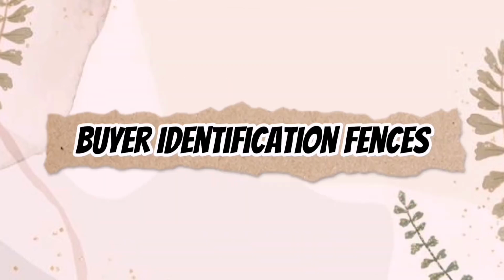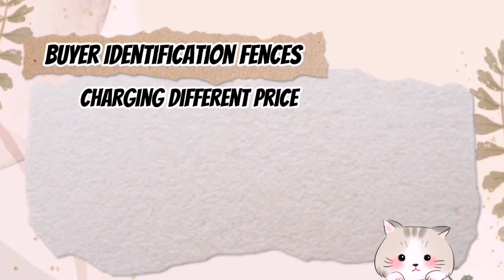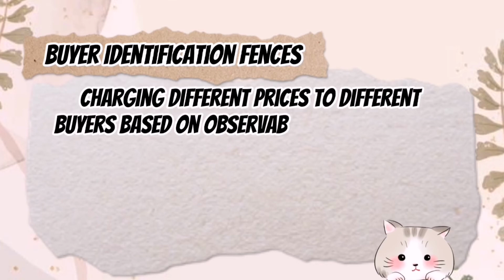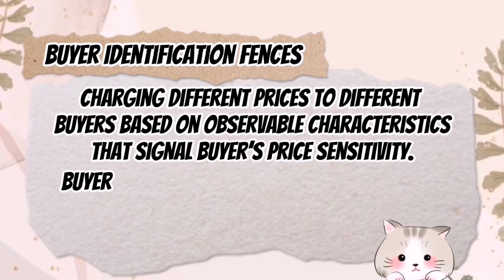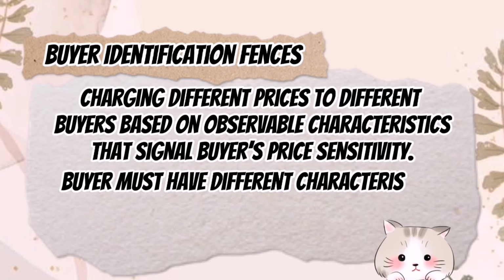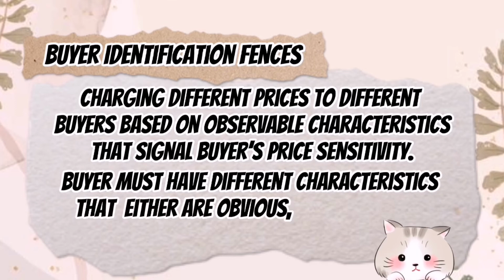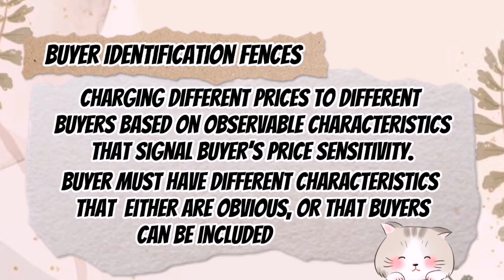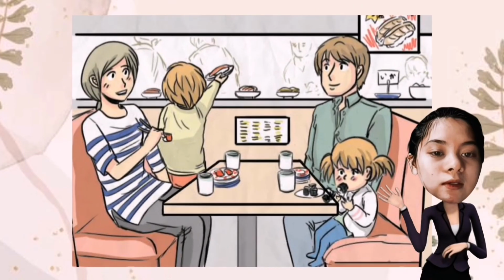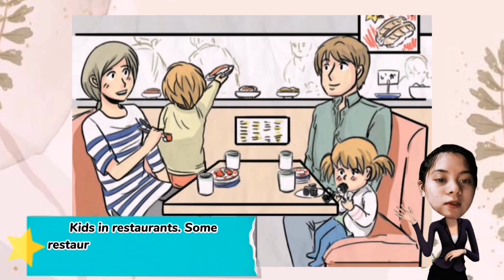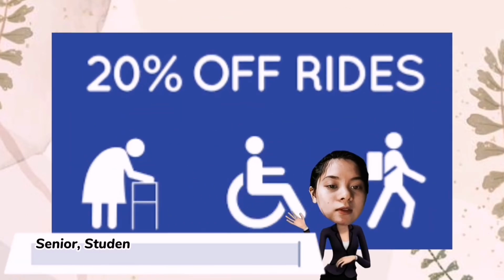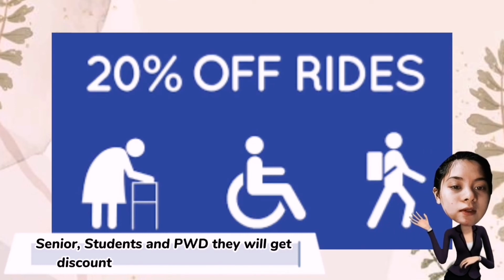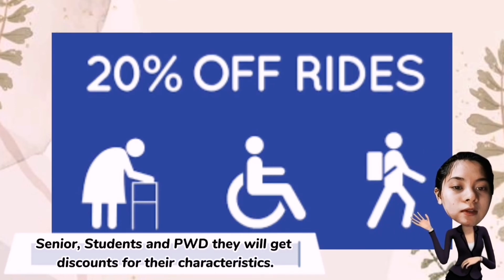Buyer identification fences. Charging different prices to different buyers based on observable characteristics that signal buyers' price sensitivity. Buyers must have different characteristics that either are obvious or that buyers can be induced to reveal. Example, kids in restaurants. Some restaurants are not charging kids below 5 years old. Seniors, students, and PWD will get a discount for their characteristics.